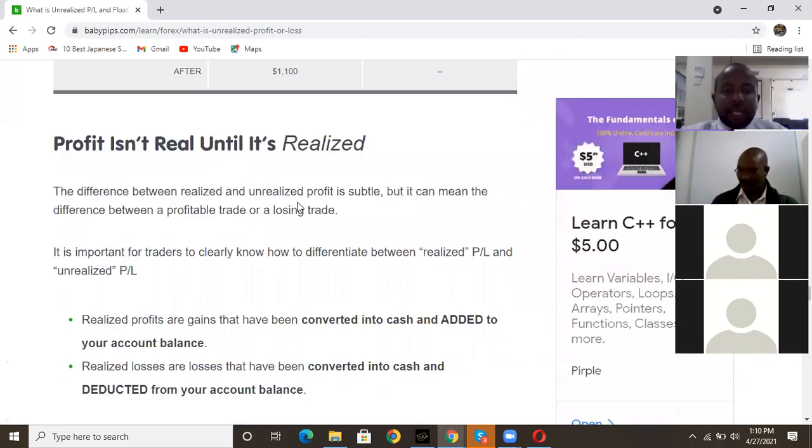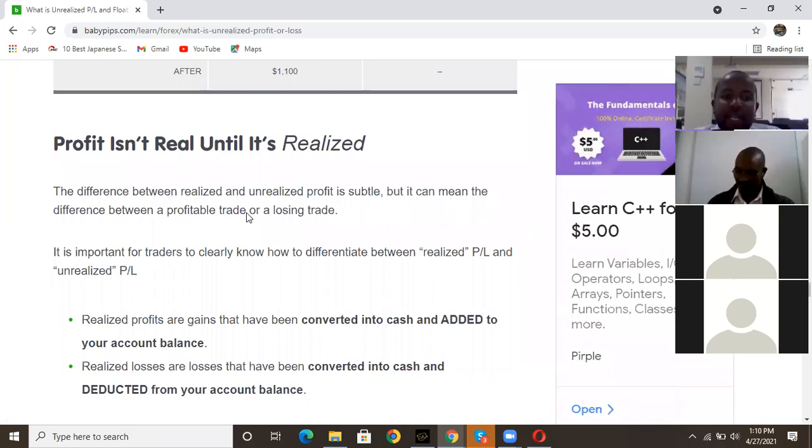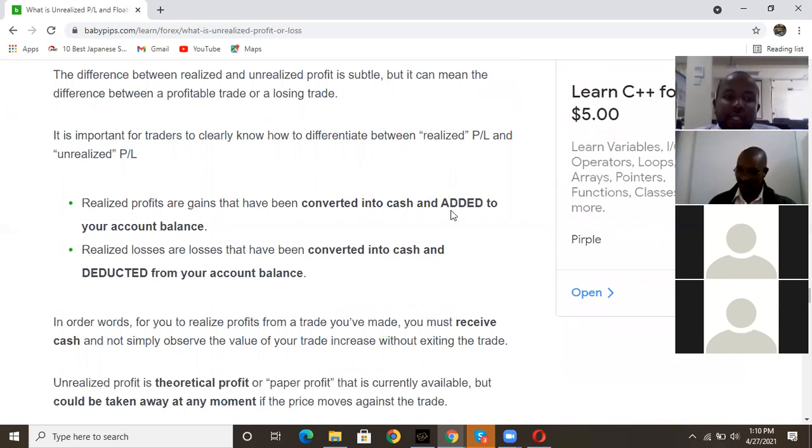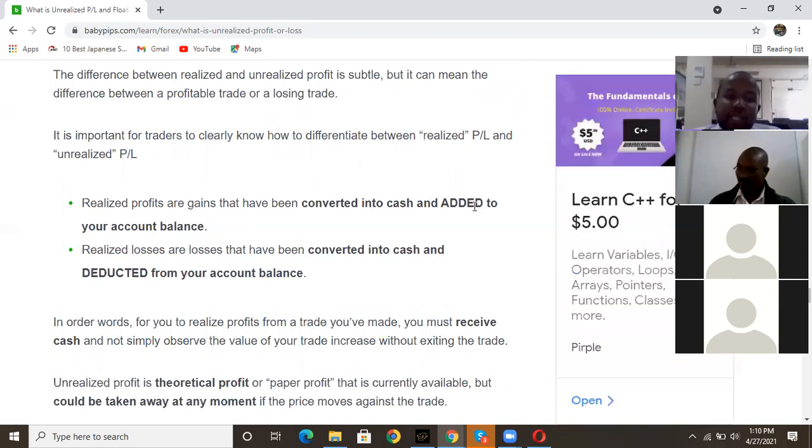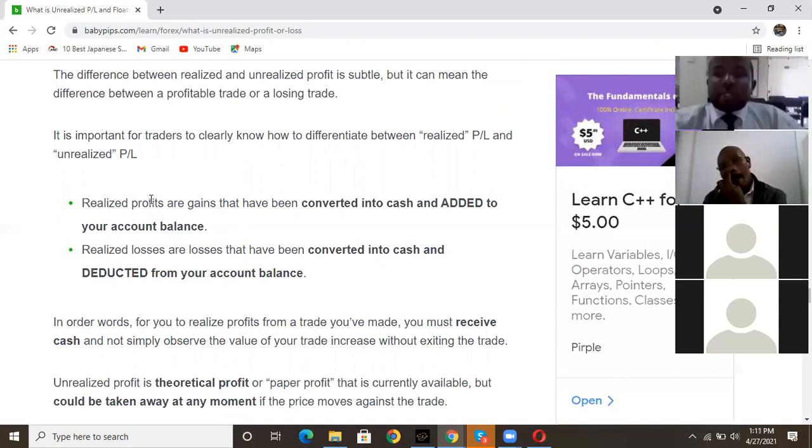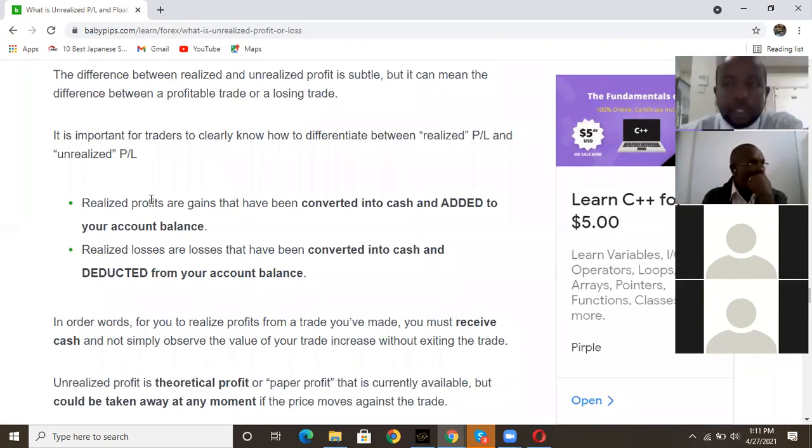The difference between realized and unrealized profit is subtle, but it can mean the difference between a profitable trade or a losing trade. It is important for traders to clearly know how to differentiate between realized P&L and unrealized P&L. Realized profits are gains that have been converted into cash and added to your account balance. Basically, that's what profit is all about. That's what we are all about here. So let's continue. We are almost there.